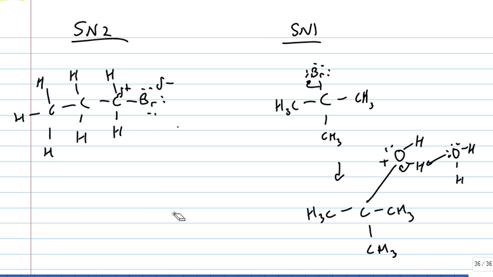SN2 is dictated by sterics, by size. So you want less blocking groups and small, good nucleophiles. Potassium T-butoxide, very big. So instead what this does is it comes in, takes off the hydrogen next door to the leaving group. This flips down and that leaves.